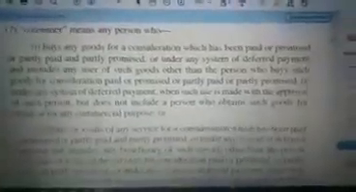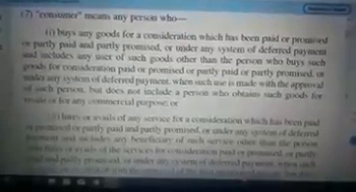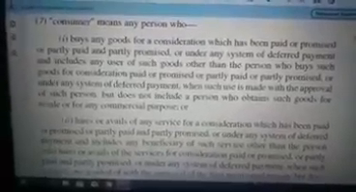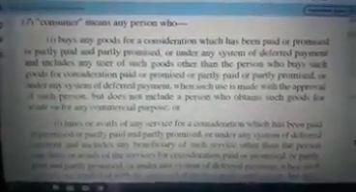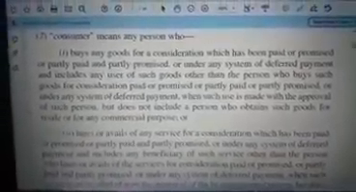This is the definition of the consumer which I am reading and explaining to you, so you must pay attention. Consumer means any person who buys any goods for consideration which has been paid or promised, or partly paid and partly promised, or under any system of deferred payment. So consumer means a buyer, who purchases goods for self consumption and has paid something in return, that is the consideration. Now the types of consideration are mentioned here.